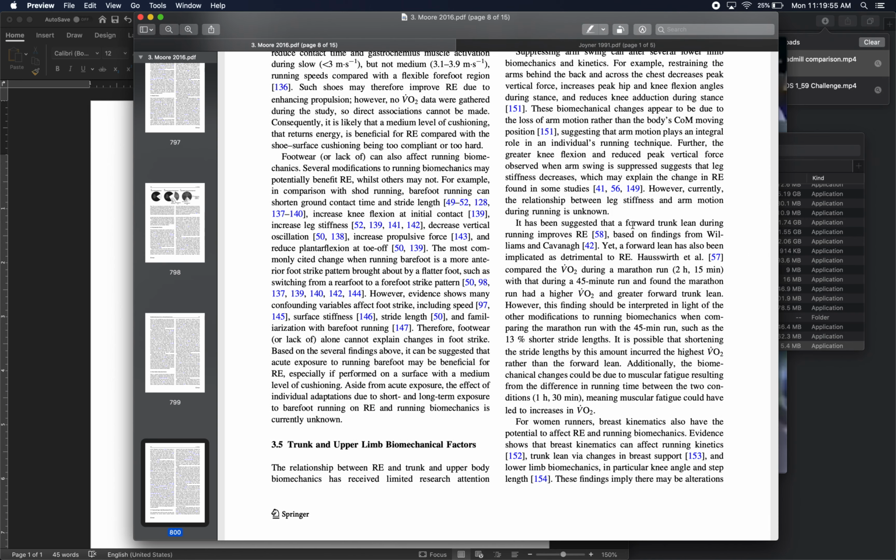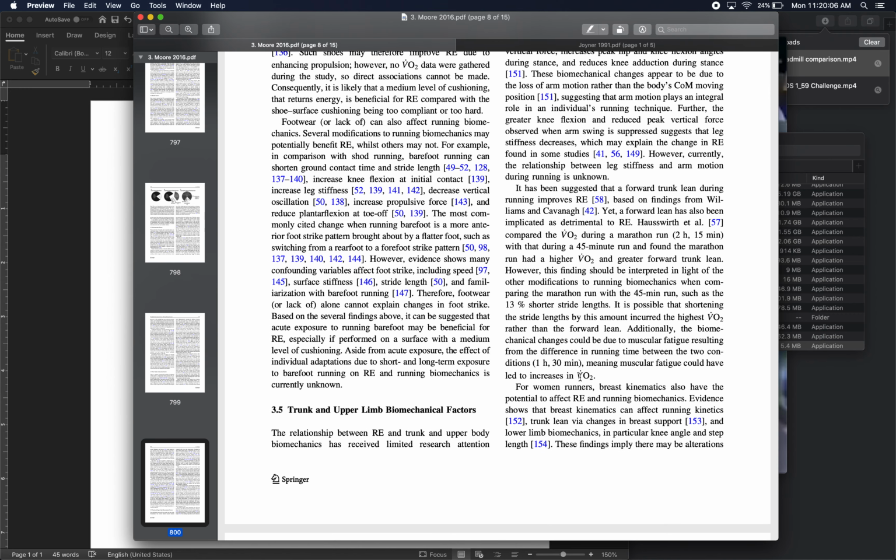And same results here on the posture and the lean of the trunk. Some studies find relationships there, some don't. Some find more trunk lean is better, some find less trunk lean is better. So no consistent findings there to make any recommendations.